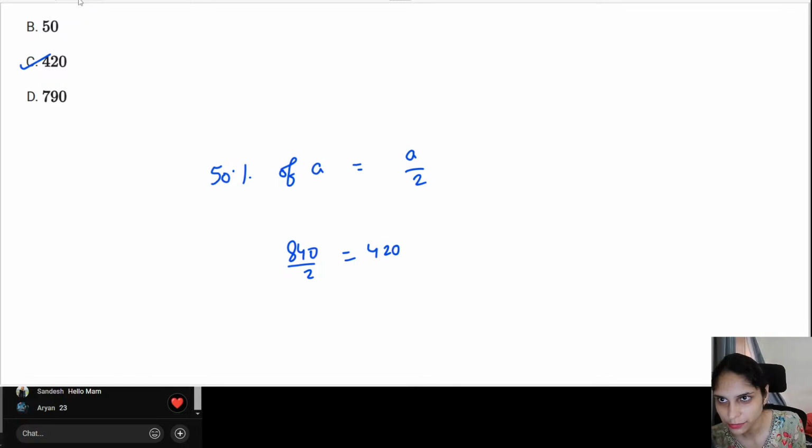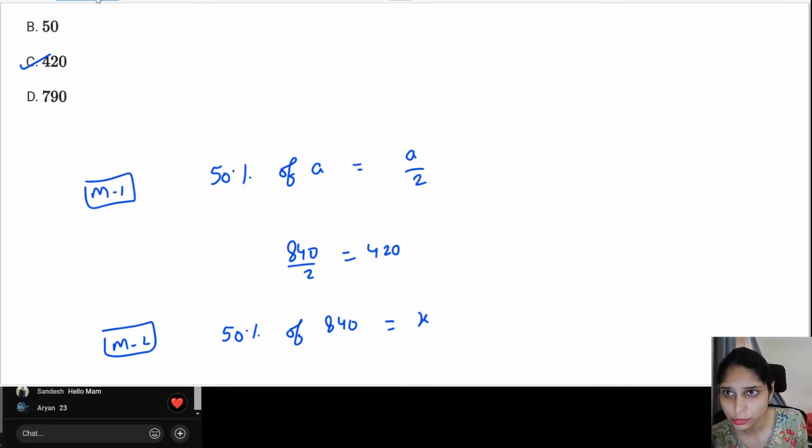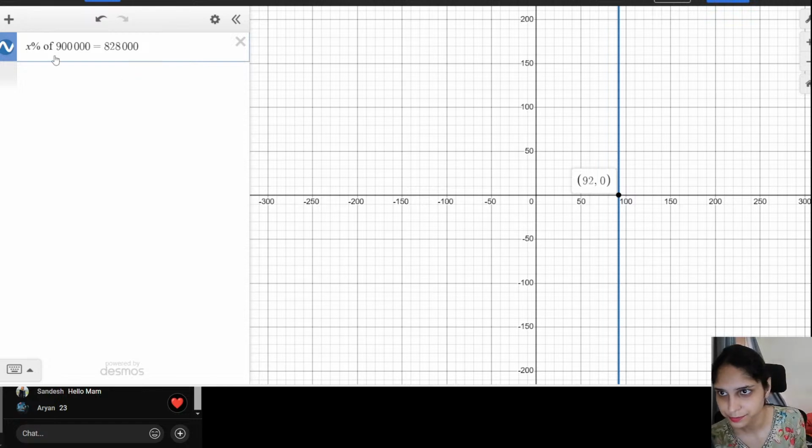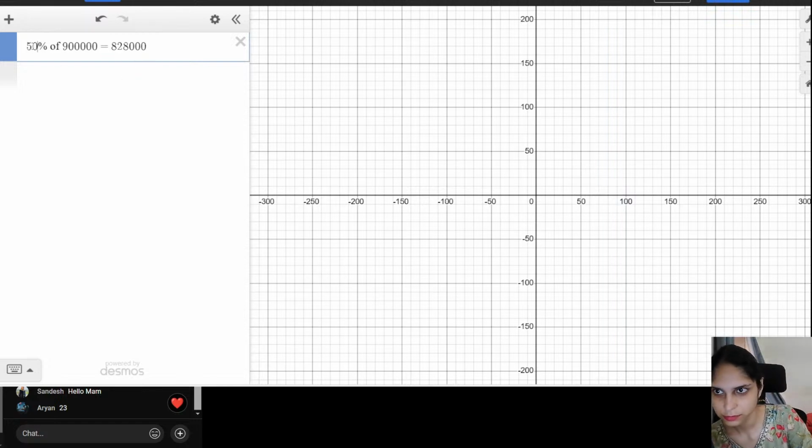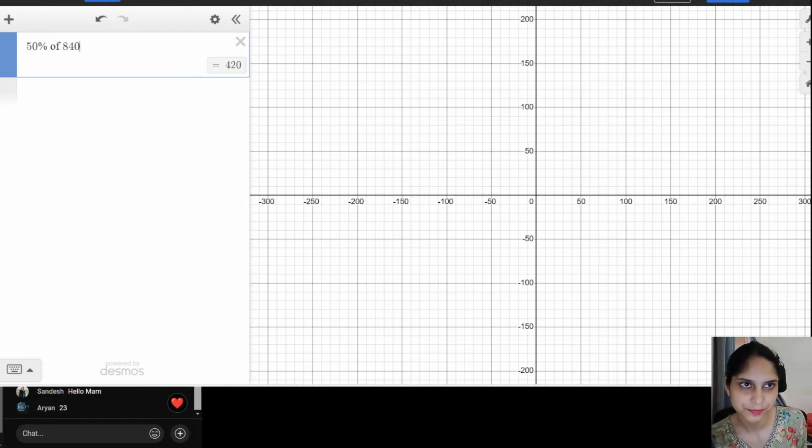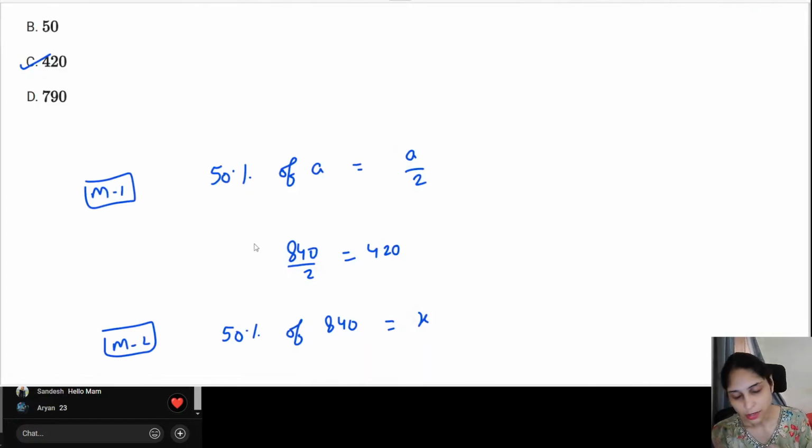And if you want to do it normally, 50% are occupied. So 50% of 840 is equal to x, because that is how much they are occupied. And like I told you, now you can go to Desmos and just write 50% of 840. Answer is 420. Okay, but a quick fix is, remember, I will write here as well.